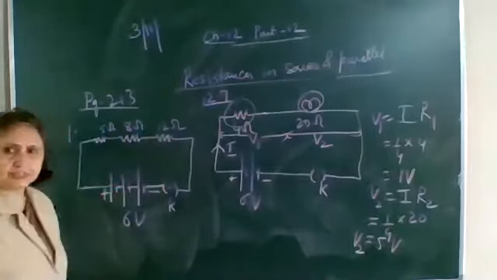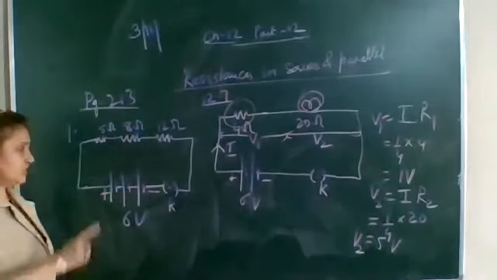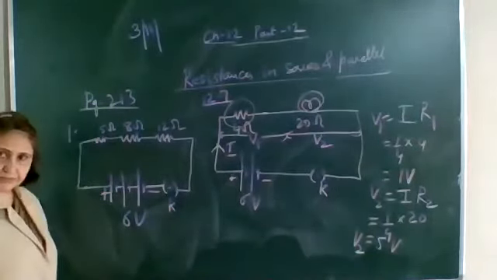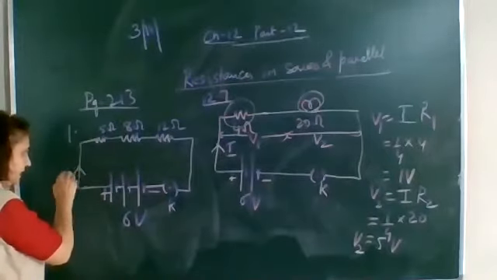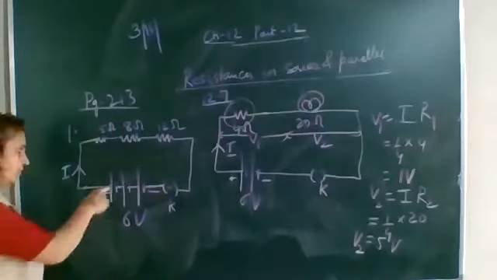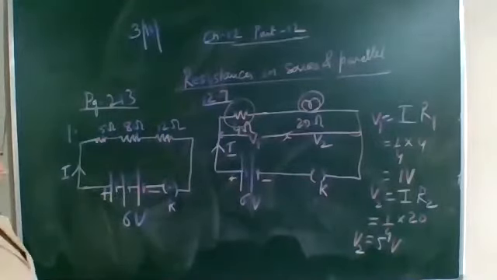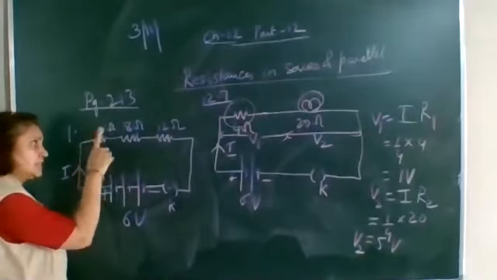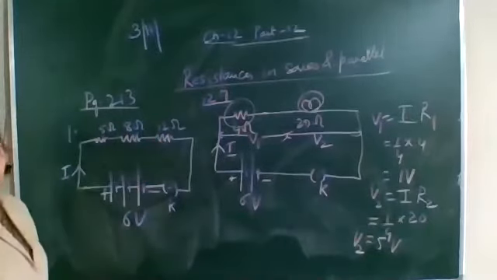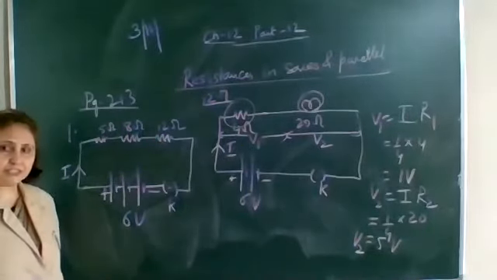Series means one after the other. Still, the circuit diagram is not complete. Mark the direction of the current I, which is from the positive to the negative terminal in the external circuit. This current flowing will be the same through the 5, 8 and 12 ohm resistors. Why? Because they are connected in series.